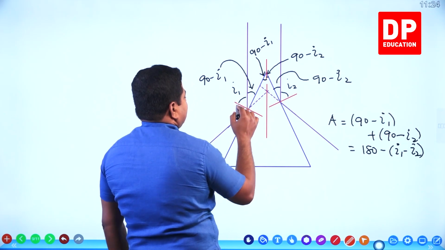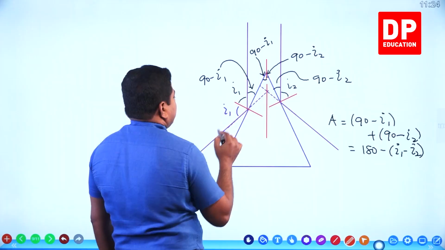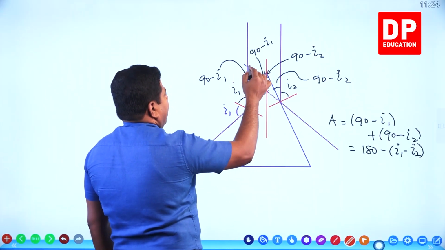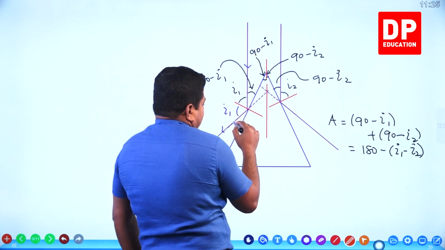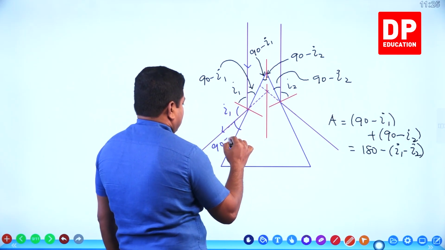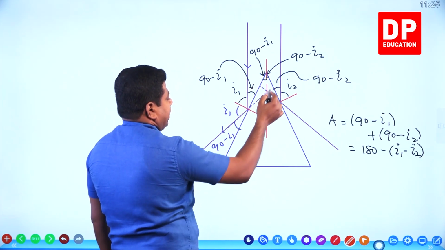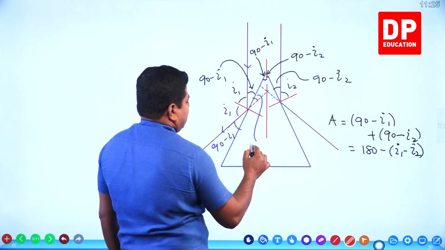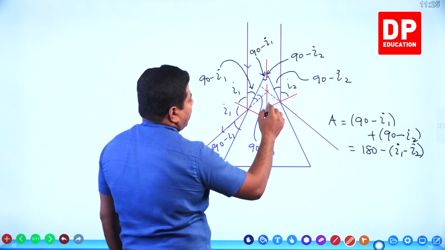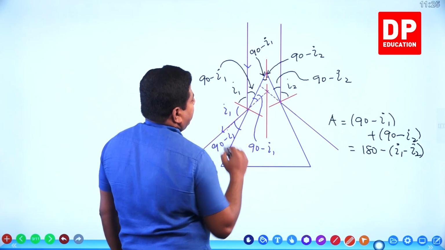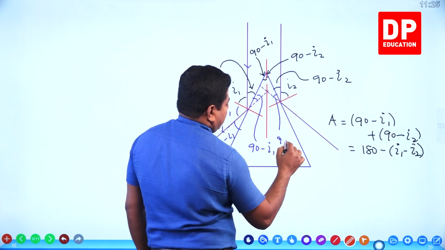Look at this carefully. If this is I1, this has to be I1. Let's use a different color for that. This will be I1. Why? The incident angle and the reflection angle must be the same. Then this will be 90 minus I1. Then look at these two straight lines, opposite angles, 90 minus I1. Similarly, you can show this will be 90 minus I2, and this too.